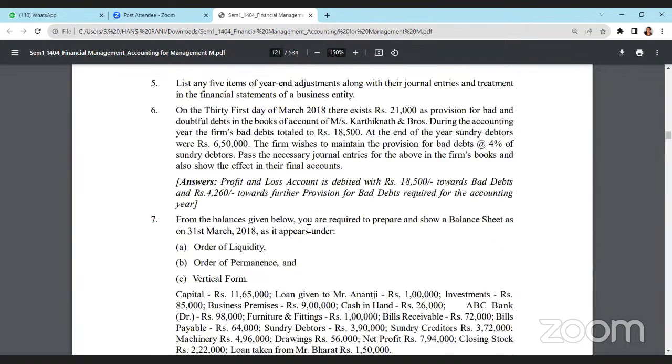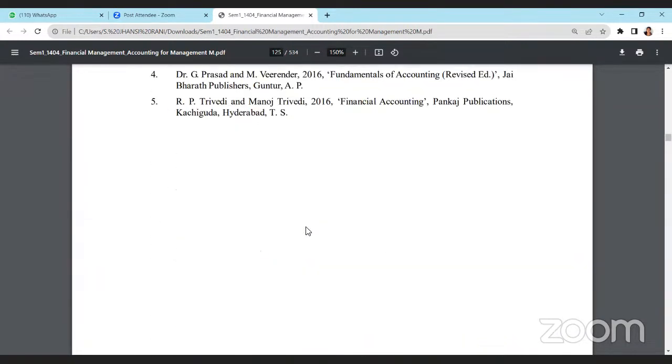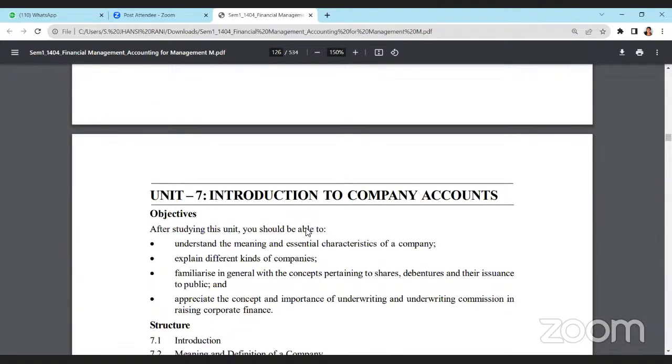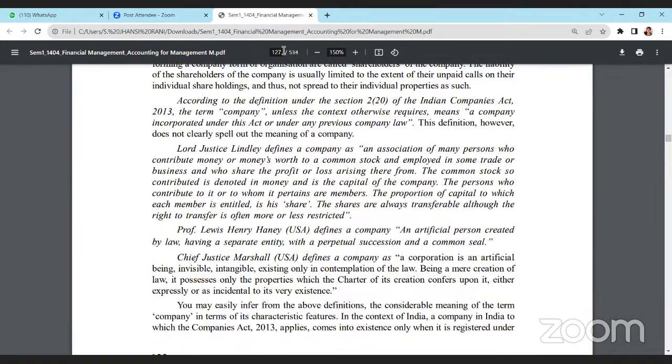So this is about the preparation of trading account, profit and loss account and balance sheet. And an introduction to company accounts is given. That we'll discuss in the next class.